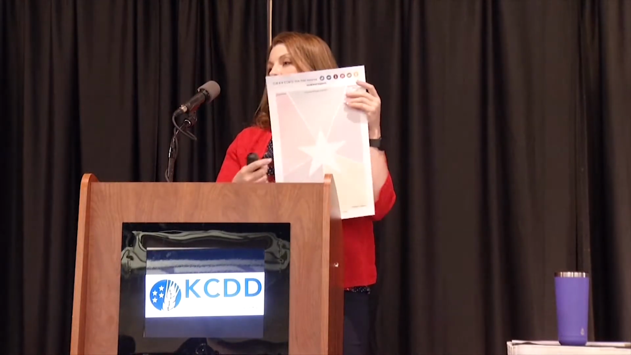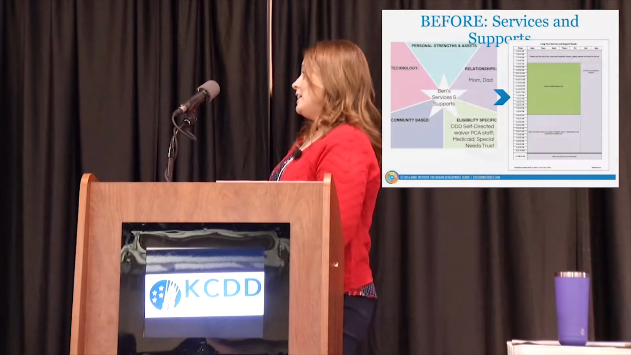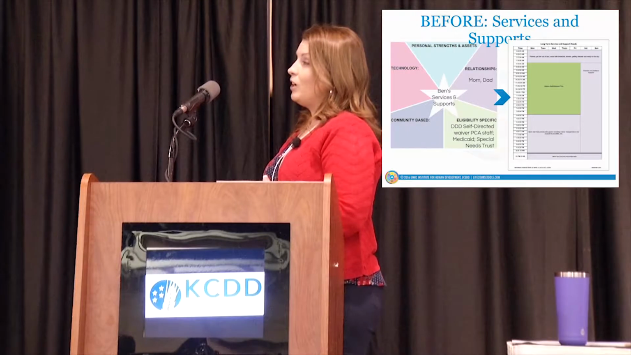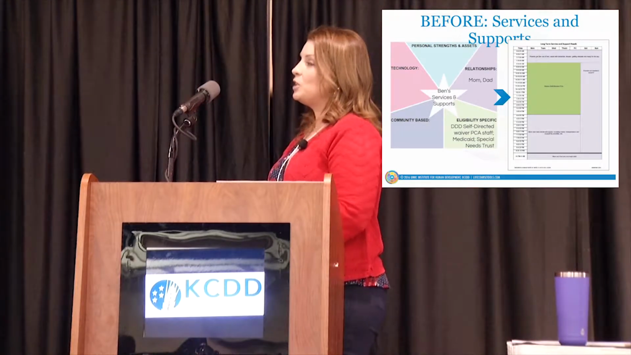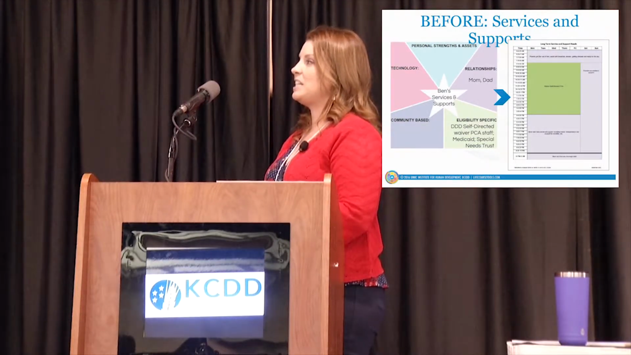This is one way that the star was used to solve a problem. We have several organizations that use the star, and they do something called Stump the Star. For staff meetings, they take their problem and put it in the middle of the star, and they problem solve around it and see if they can stump the star. And they've never been able to not come up with a solution. So they use it that way in problem solving. With this one, you see my friend Ben, his supports were really heavily in that eligibility-specific area. He didn't have hardly any supports in the community-based or technology areas. He had eligibility, and mom and dad.